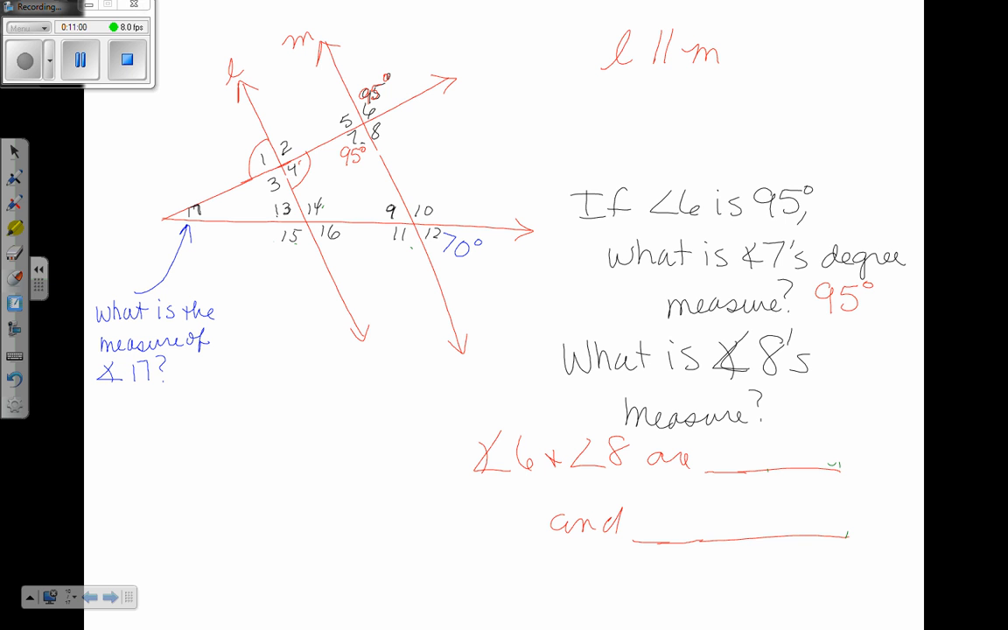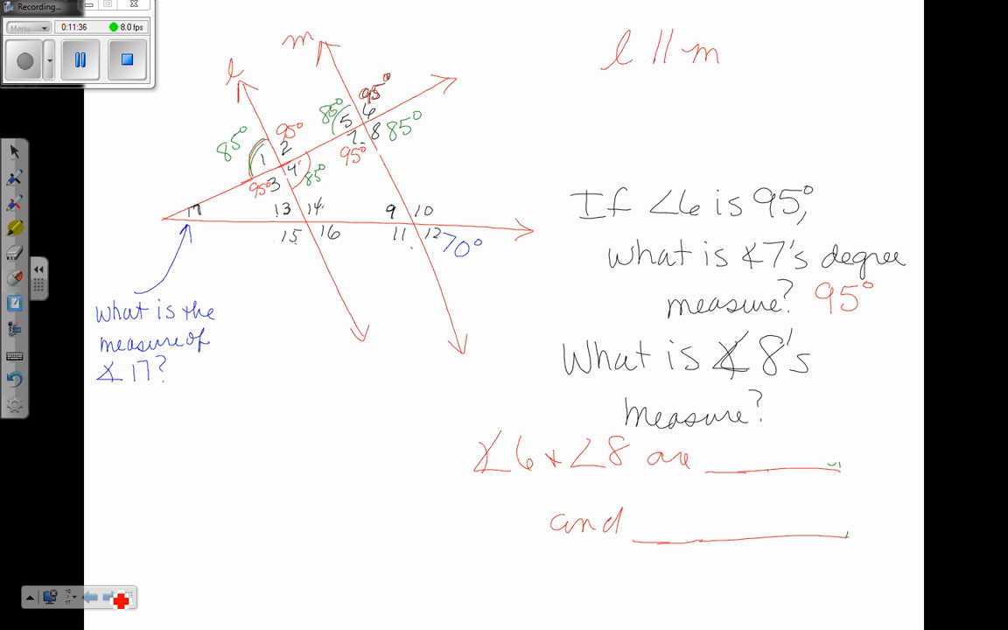Okay. What about angle 8? Can I know what angle 8 is if I know that angle 6 is 95? Well, yes, you subtract 95 from 180, and I believe it is 85 degrees. So that means that angle 5 is 85 degrees. And because of corresponding angles, angle 1 and angle 5 are corresponding, so I know that angle 1 is 85 degrees. So is angle 4. Angle 2 is going to be 95 degrees, and angle 3 is also going to be 95 degrees.